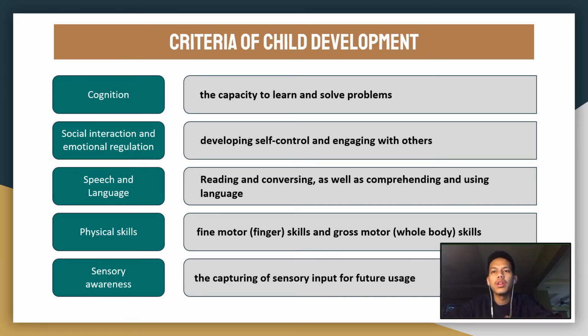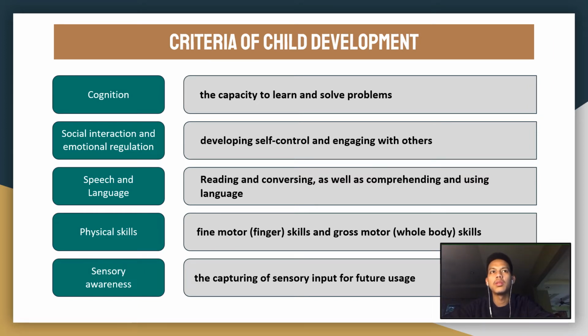Jumping on to the 5 criteria of child development, these criteria must be often observed to ensure a healthy growth of a child physically, mentally, and spiritually. Number 1 is the cognition, which consists of the capacity to learn and solve problems. For example, children in kindergarten are given works to solve simple mathematics as a basis for the upper stages in the subject.